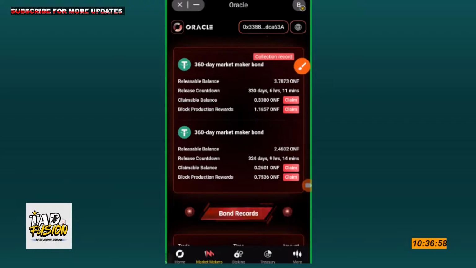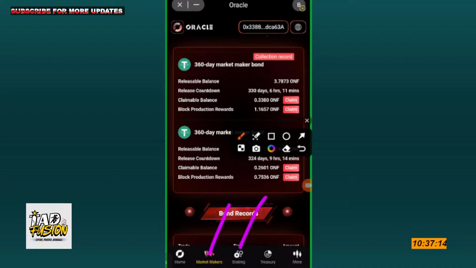Now, another question which is very common. When do you bond and when do you stake? When do you buy the market bonds of ONF, and when do you do the staking?